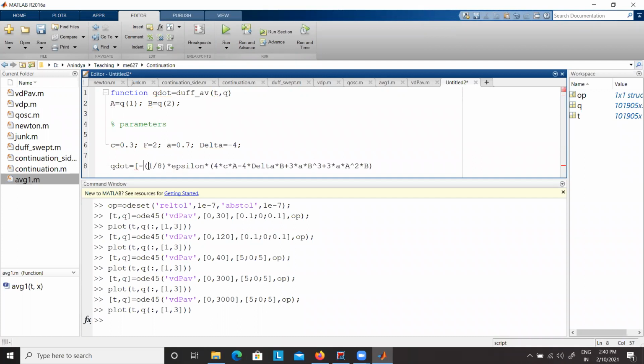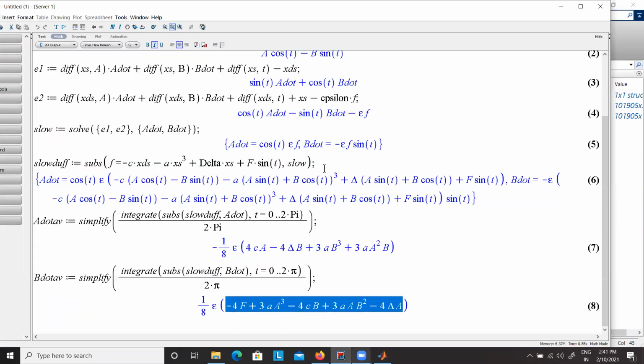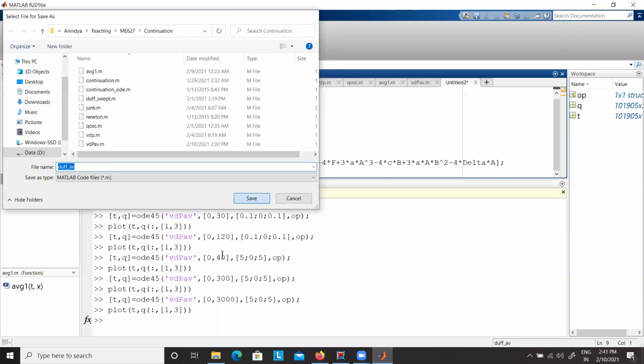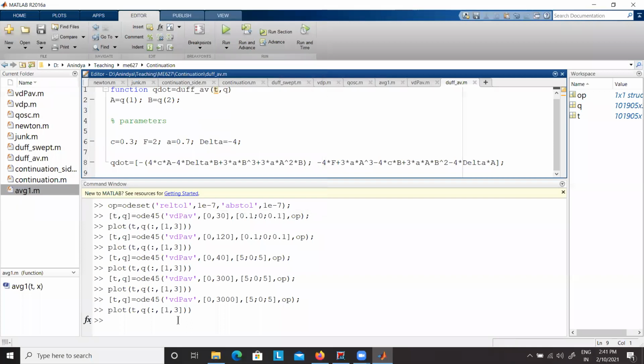This 1 by 8 epsilon I will remove. That's A dot. Okay. Now I'll pick up B dot, and that is just this. This is the averaged equation for the forced Duffing oscillator, weakly nonlinear, weakly forced, weakly damped. Okay, near resonance.